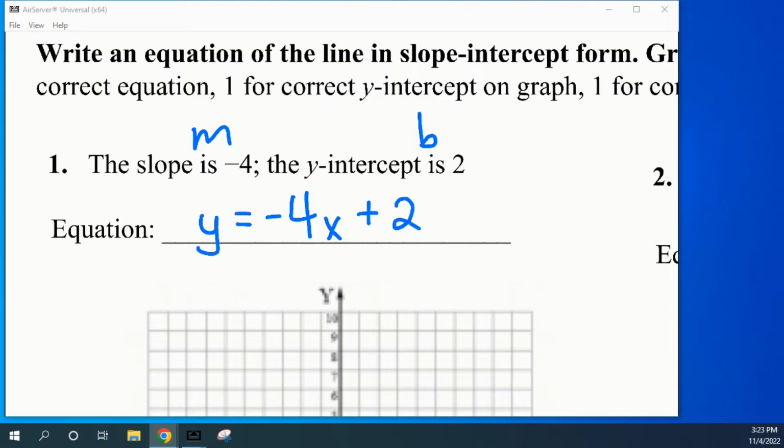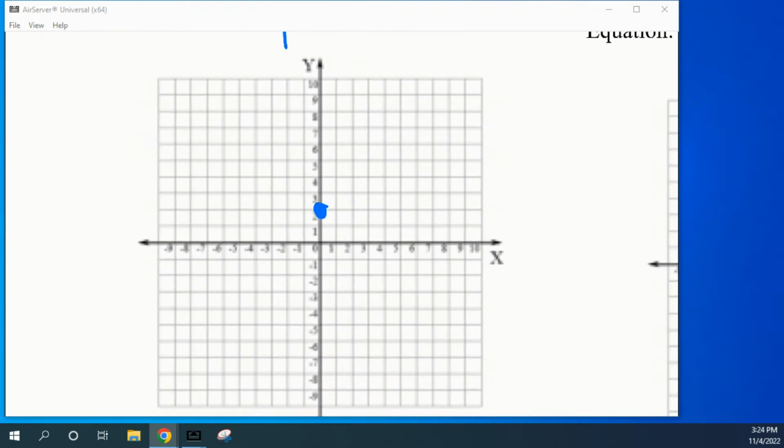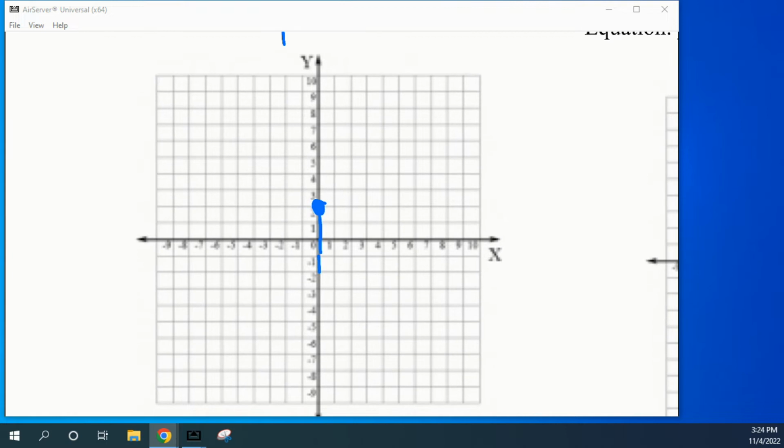There you go. To graph this, start by plotting your y-intercept, which is 2. My numbers are kind of blurry, so I'm going to count by the lines. There's 1, there's 2. So I'm going to plot my point right there. From there we're going to use slope. So I'm going to make that -4 into a fraction real quick, and then I have a rise and a run. My rise is -4. So I'm going to go down 1, 2, 3, 4. And then my run is 1. So it should be right there.